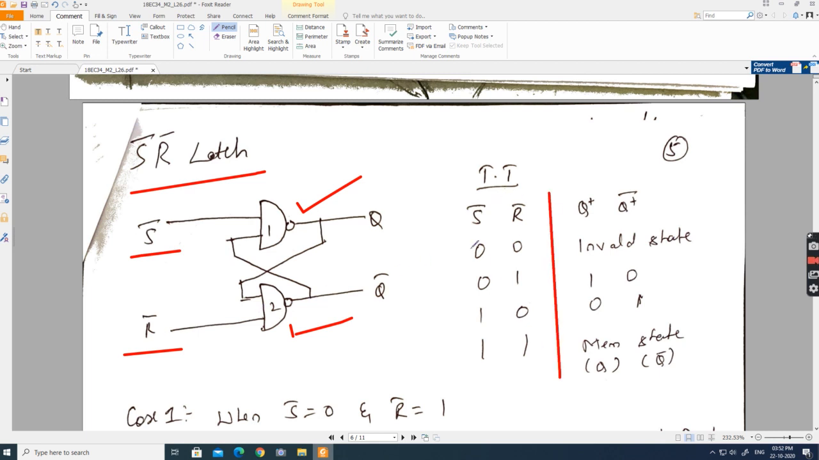So without wasting much time, these are case 0, case 1, case 2 and case 3. Case 0 has S bar and R bar as 0 0, case 1 is 0 1, case 2 is 1 0, case 3 is 1 1. Correct? So which case do you expect me to start with?